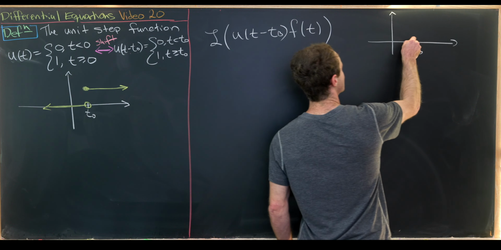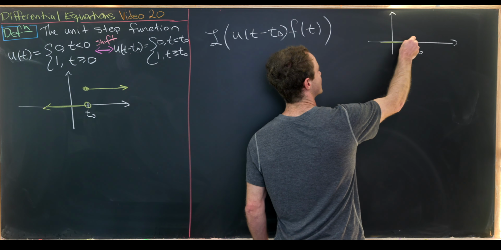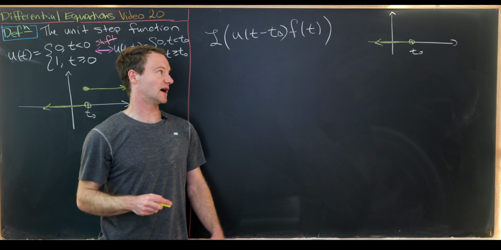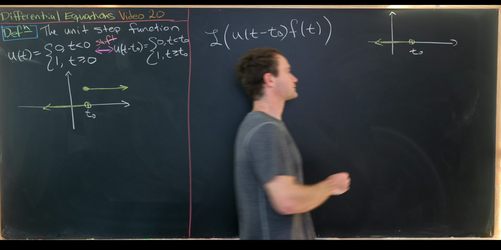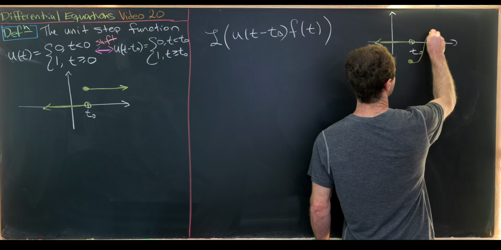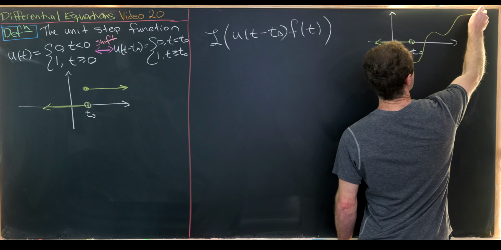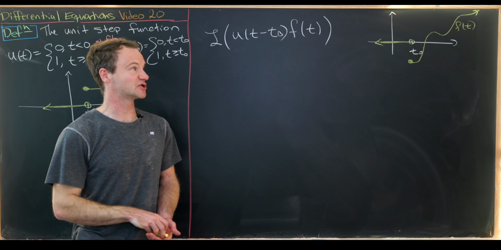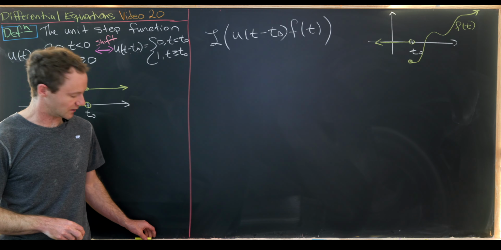In this case, the picture would look something like this. There's our t naught. Before we hit t naught, this is just 0. After we hit t naught, it's whatever the value of the function is. Let's say our function looks like that. That's the graph of our function. So we're turning that function on, if you will.